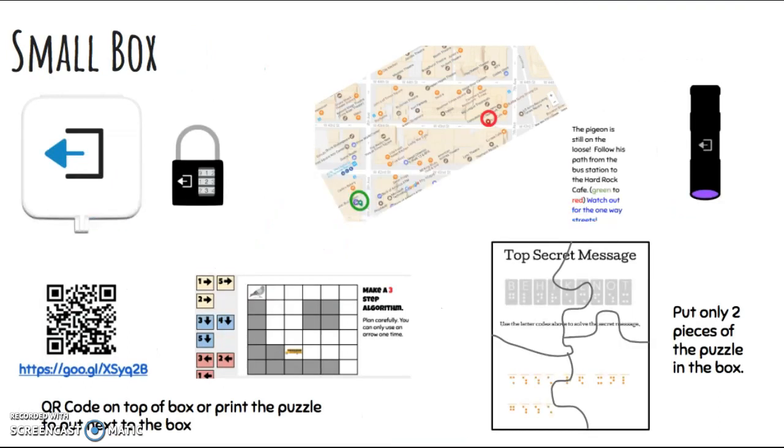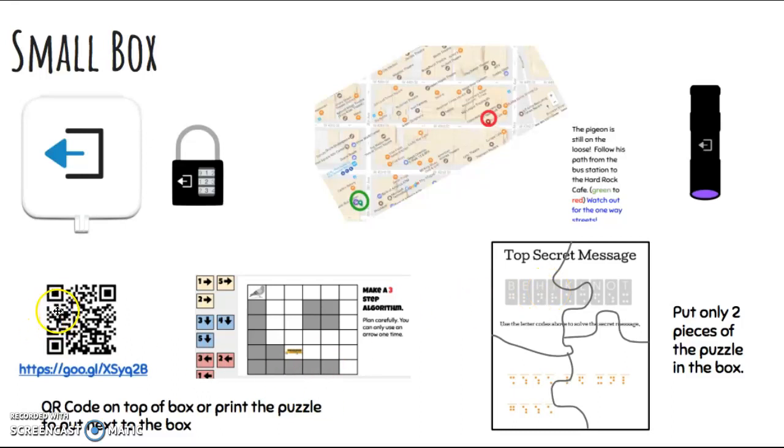Inside of the small breakout box, you will have the printout of the directional lock map. Notice on here that it says they're going to go from green to red, but you have to make sure you watch out for the one-way streets. The students will also have to have the UV flashlight inside of the small box. Only 2 pieces of the top secret message.